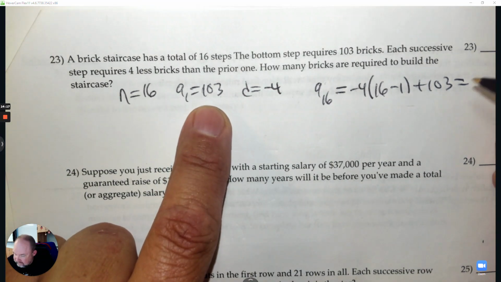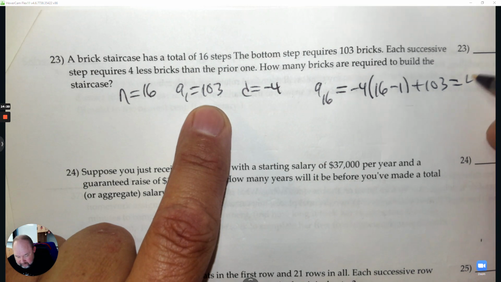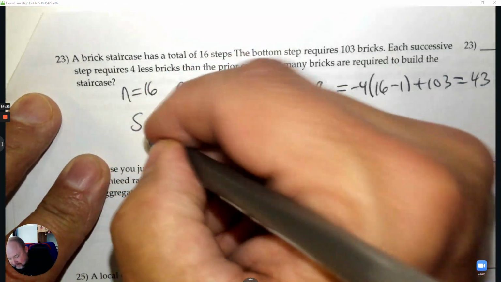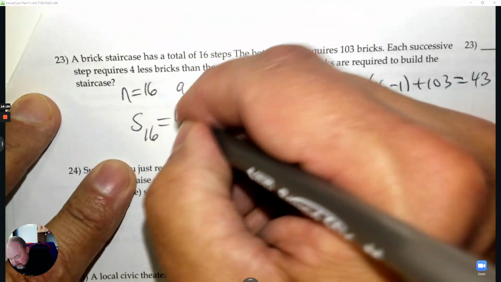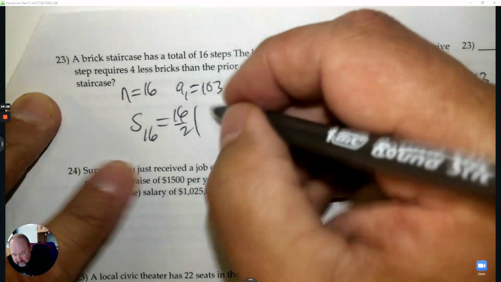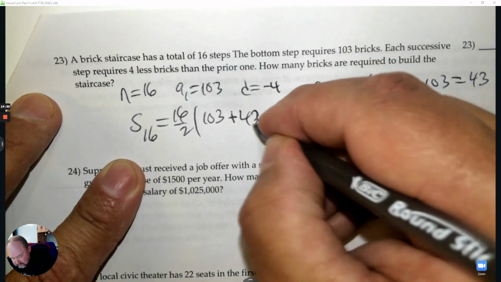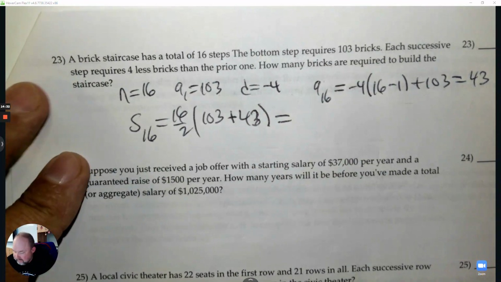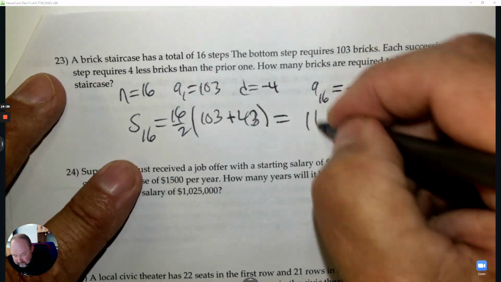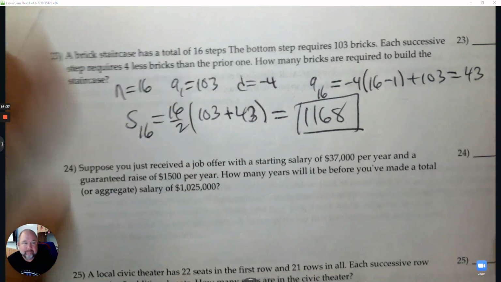So calculate that, and you get 43 bricks. And then we add it up. So we're going to add up every step. So 16 divided by 2. We have 103 bricks in the first one and 43 in the last one. And then calculate, and you get 1,168 bricks.